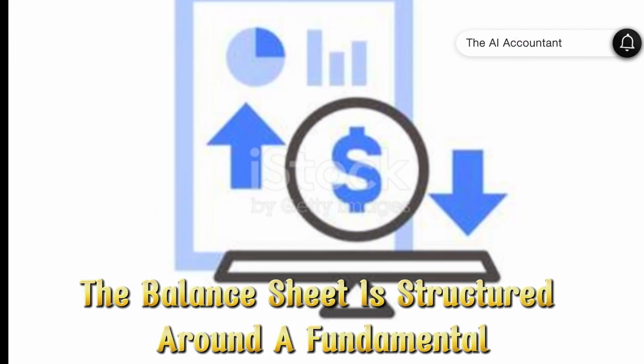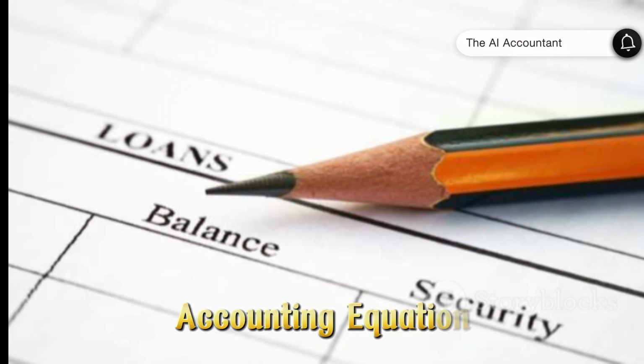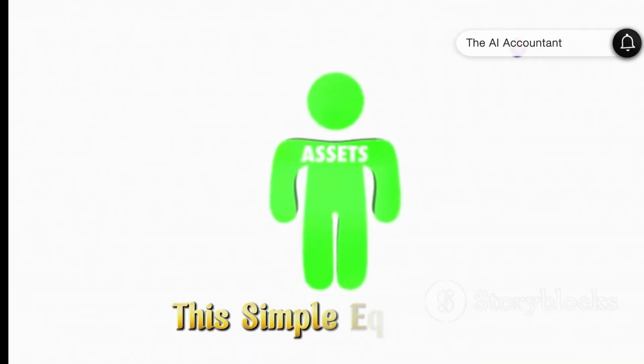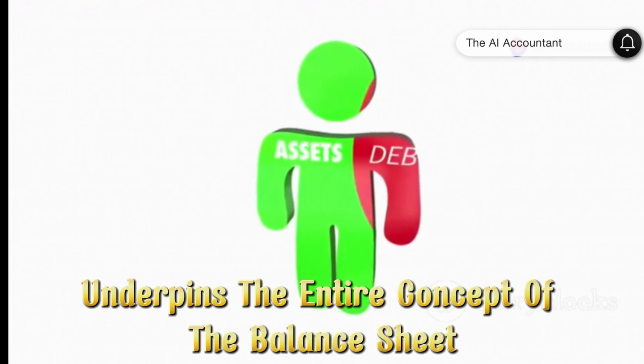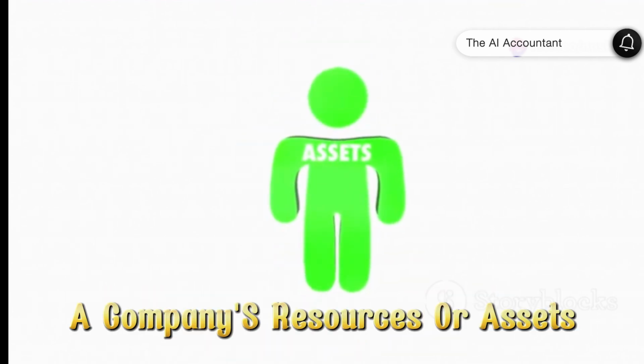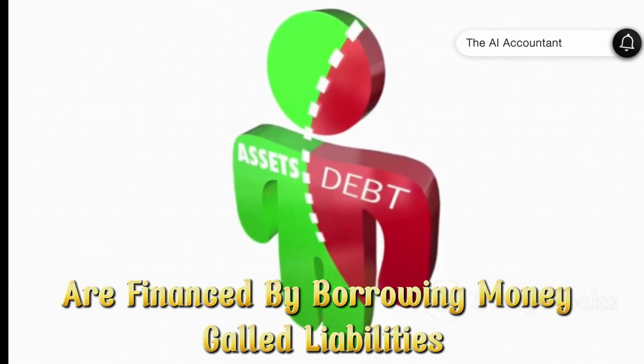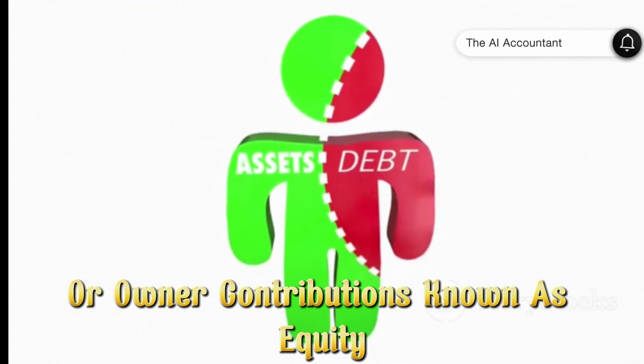The balance sheet is structured around a fundamental accounting equation. Assets equals liabilities plus equity. This simple equation underpins the entire concept of the balance sheet. A company's resources, or assets, are financed by borrowing money, called liabilities, or owner contributions, known as equity.